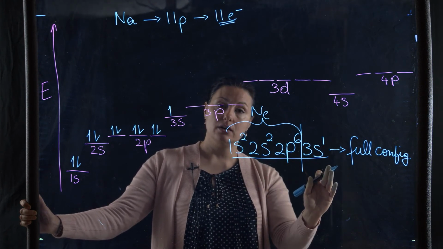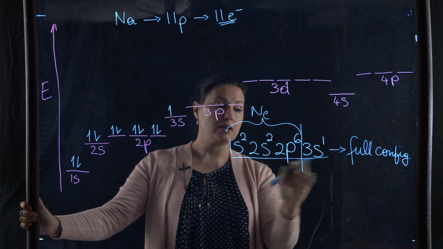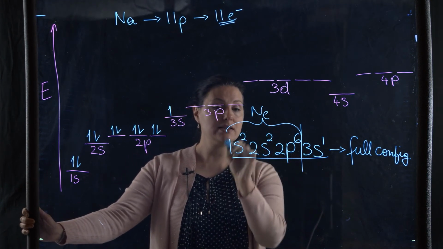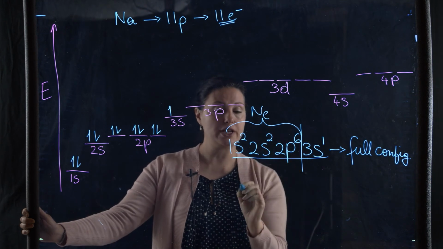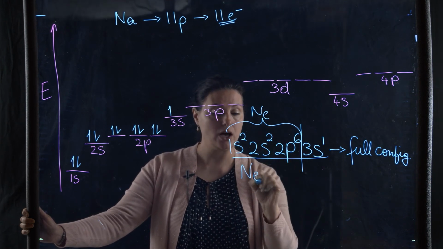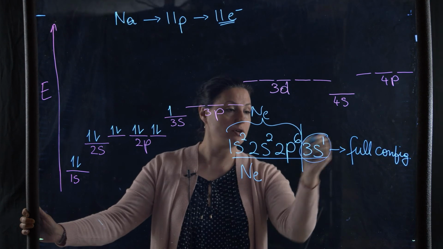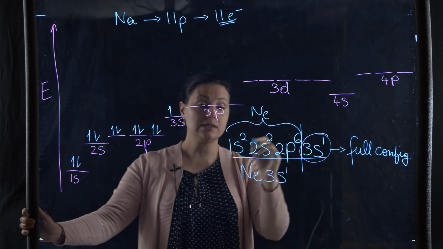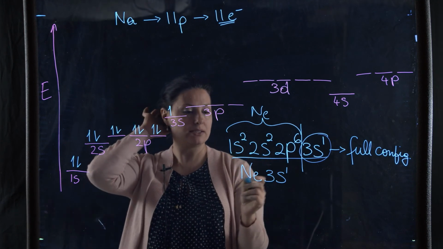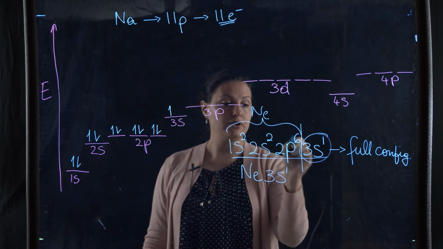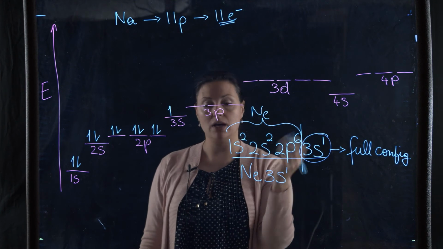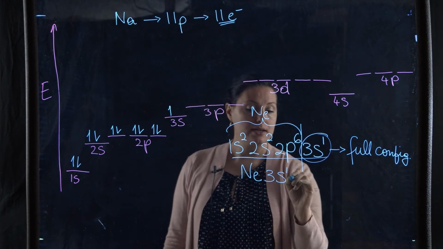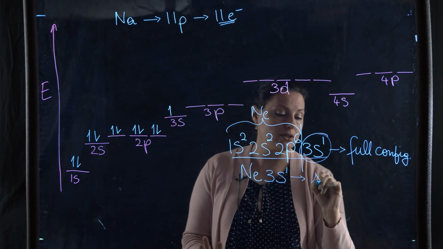That will be the configuration for sodium. But if I replace this one, which is the configuration for neon, by just writing neon, then what's left over will be 3s1. These are the same. I just replaced this configuration with the symbol of neon, because this is the configuration of neon. And this is the shorthand notation.